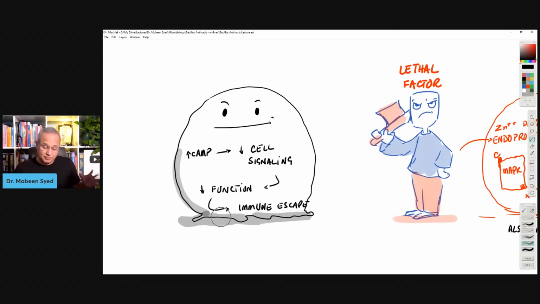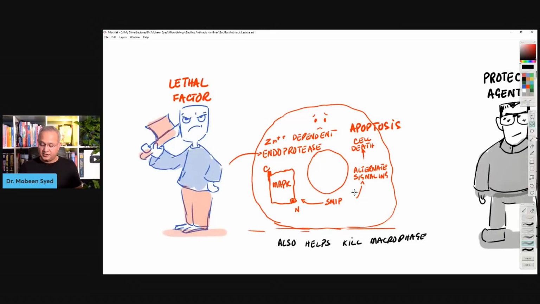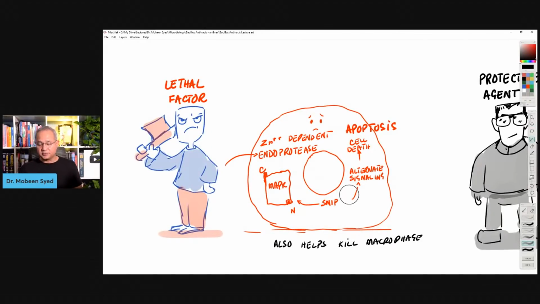Innate arm is impacted. And not only is this macrophage now infected, but other macrophages are infected. So the immune escape is occurring. This is how clever this pathogen is. This is why it is so deadly. This is why it is so difficult to manage it.